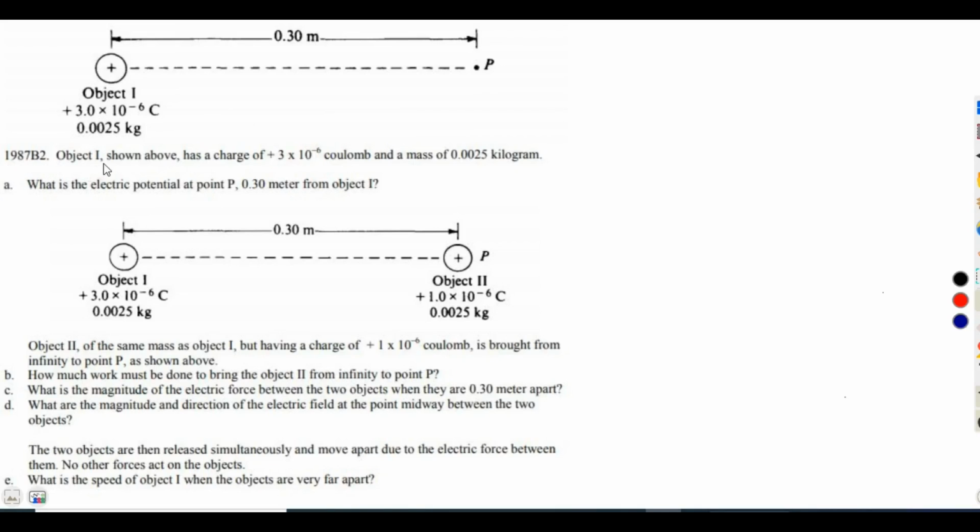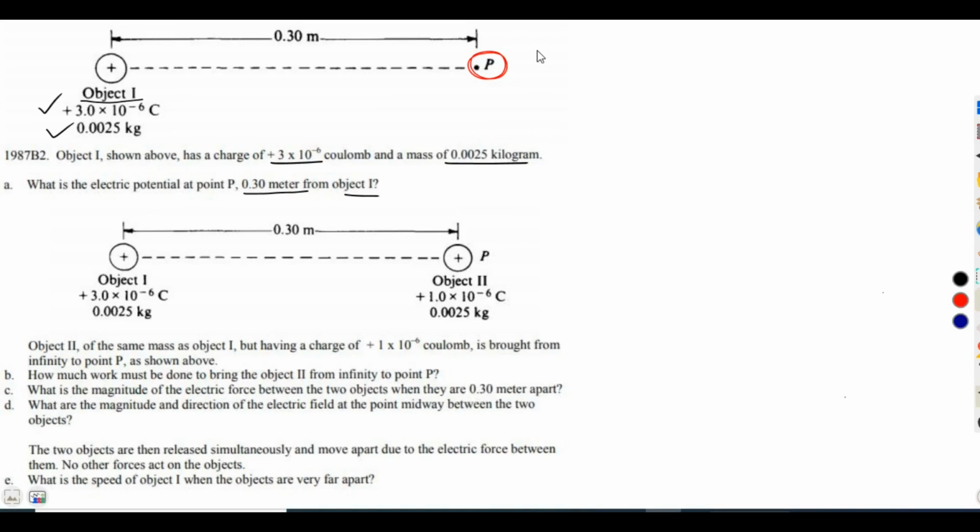This question says object 1, shown above, has a charge of this much coulomb and has a mass of this much kilogram. So this is your charge and this is your mass. The question asks, what is the electric potential at point P, that is 0.3 meter away from object 1? So we have to find the electric potential at this point P, right?